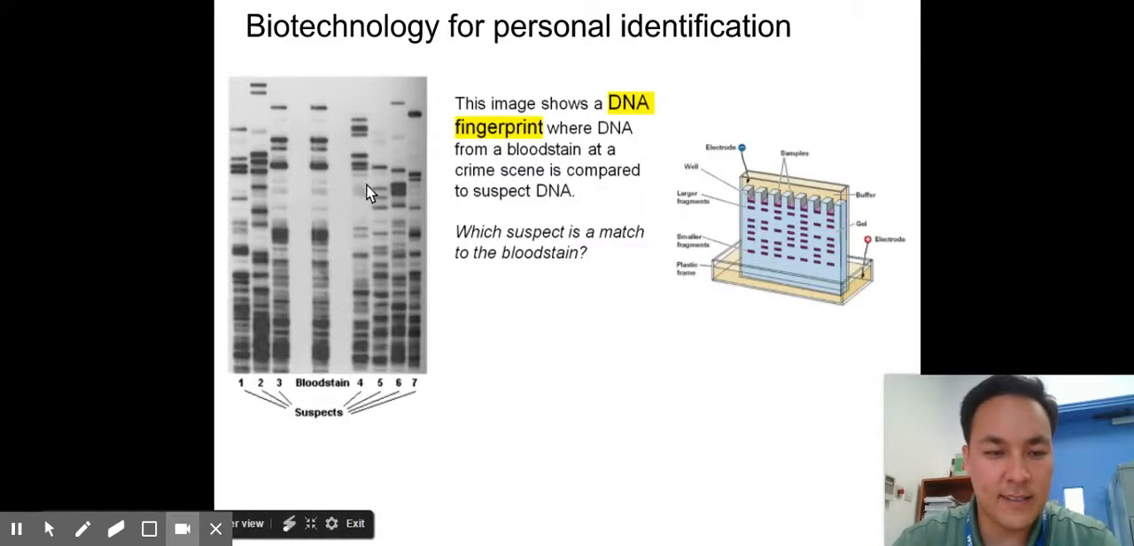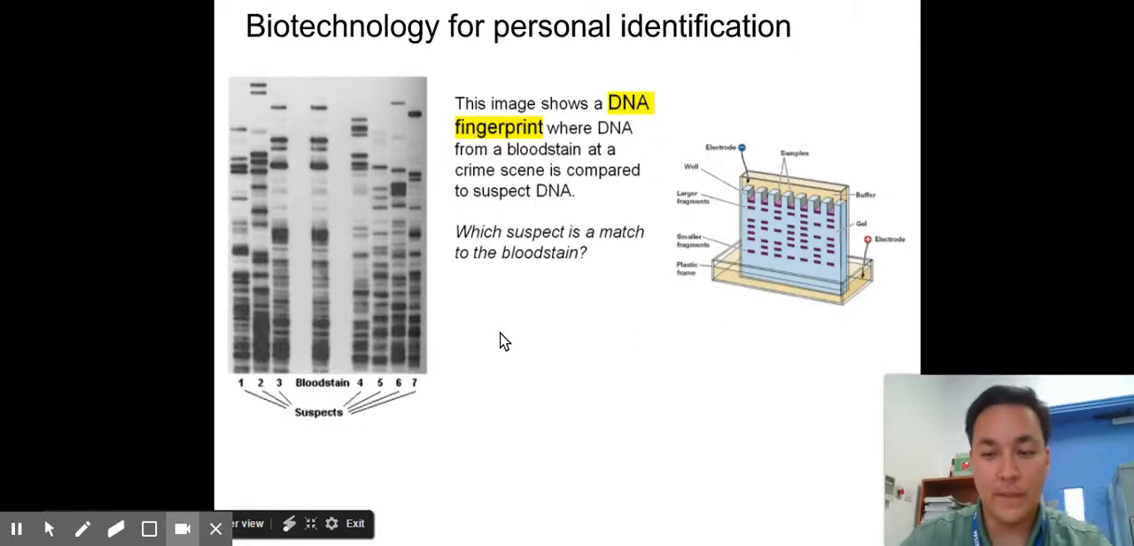Okay, we did this in class. So gel electrophoresis. You should be able to tell which one of these matches up to the blood stain here. So which one matches up to the blood stain at the crime scene. You can look up the OJ trial and see this happen too. Here we can see that 3 matches the blood stain.